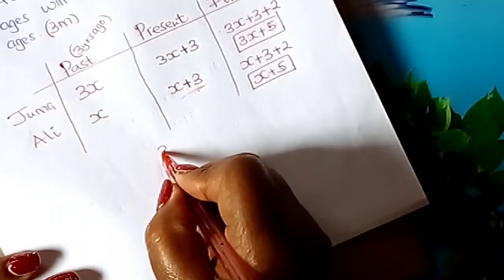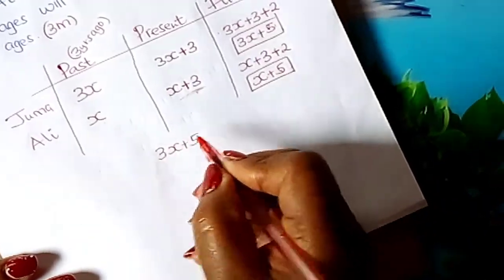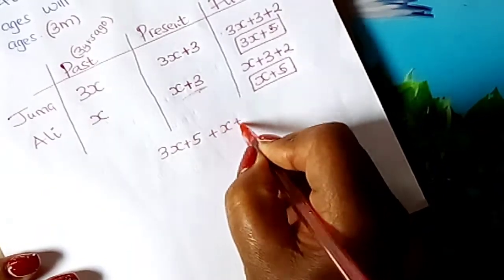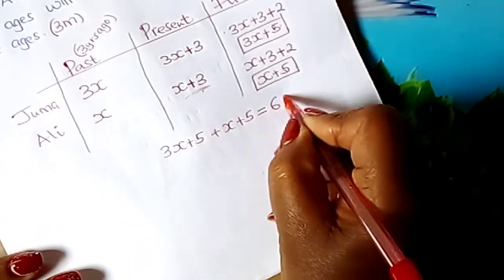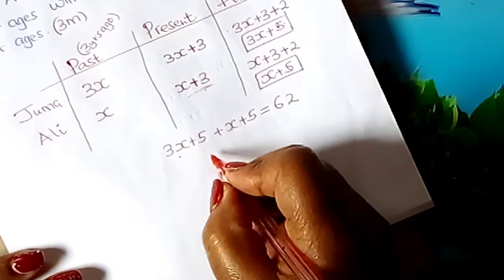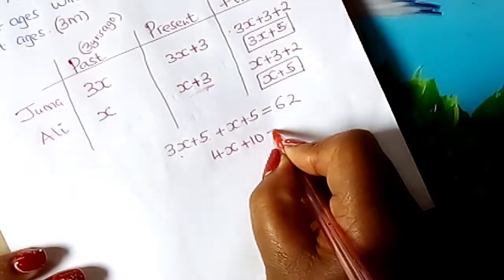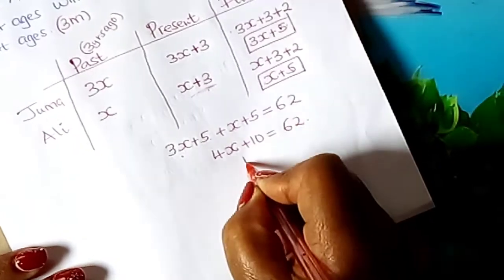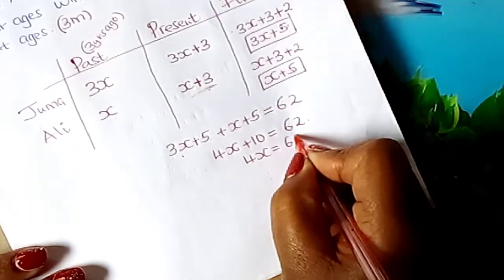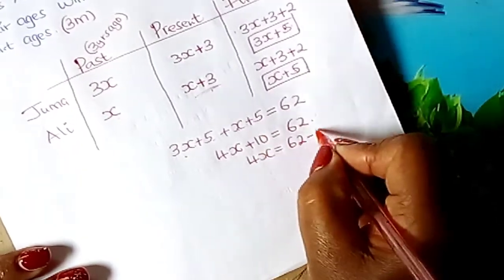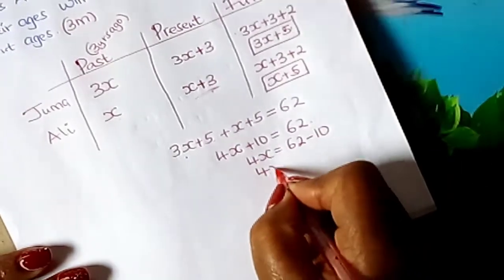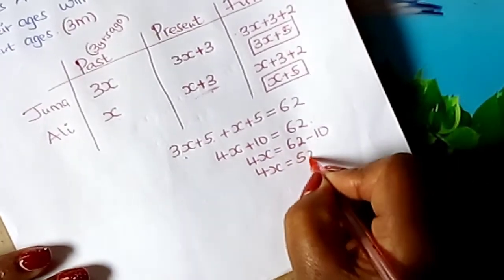So you come and say 3x plus 5 plus x plus 5 gives us 62. You bring the like terms together. This gives you 4x plus 10 is equal to 62. And so this is 4x is equal to 62. Take this to the other side, you subtract. 4x, learner, is equal to 52.